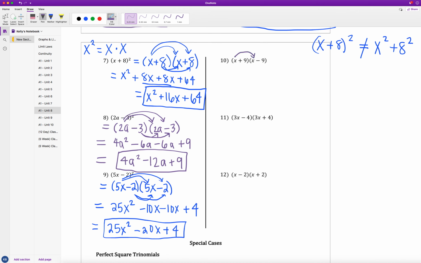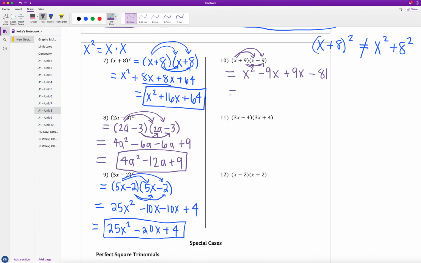So I get my first terms, x times x will give us x squared. Then I get an x times a negative 9, so we'll have negative 9x. Then my inner terms will give me plus 9x. And then 9 times negative 9 will give me negative 81.